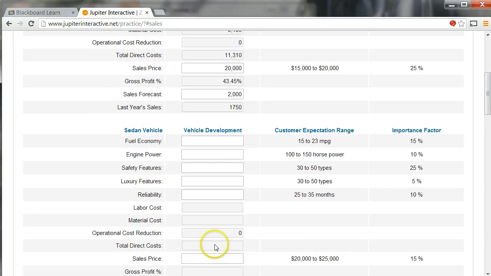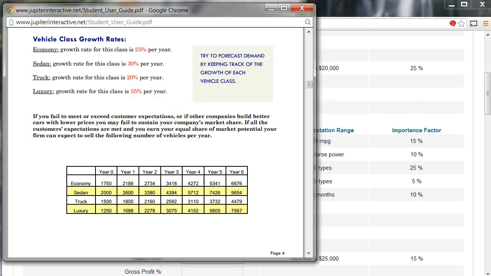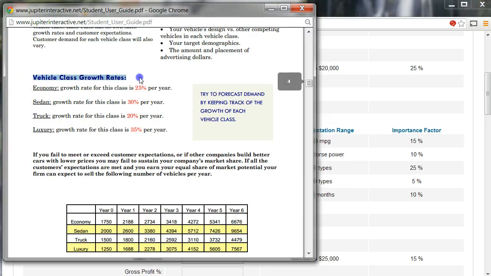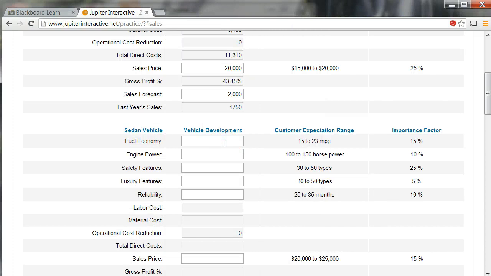So there's a quick way to get an idea of how to forecast. You read the student user guide, and it tells you the growth rate for every year. Next year, the economy class will grow by 25%, so we go from 2,100 to 27 to 34 to 42 to 53, and by the end of the simulation, if you're building cars equal to everybody else, you should sell about 6,600 cars. Each class has a different growth rate and a different suggested forecast. This forecast is not a guarantee of what you're going to sell, it's just an idea of where to start from. If you feel your car is better, forecast more. If you feel your car is not as good as the competition, then forecast less.